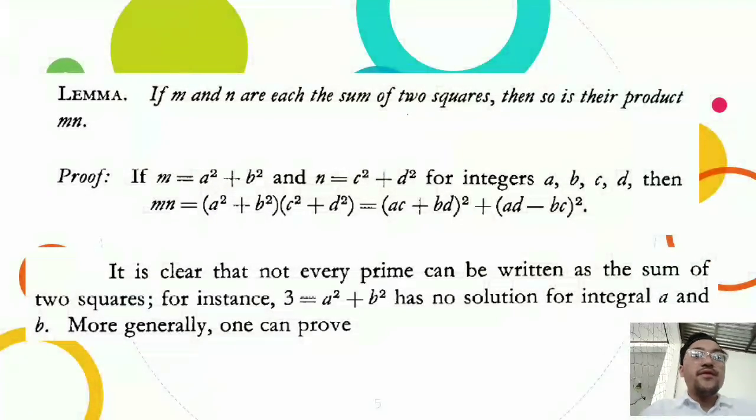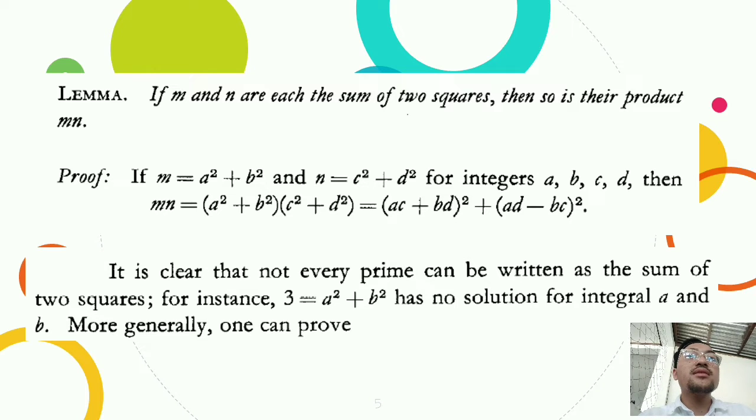Our first lemma for our topic this morning: if m and n are each the sum of two squares, then so is their product mn. If m equals a squared plus b squared and n equals c squared plus d squared for integers a, b, c, d, then mn equals (a squared plus b squared)(c squared plus d squared) equals the square of (ac plus bd) plus the square of (ad minus bc).